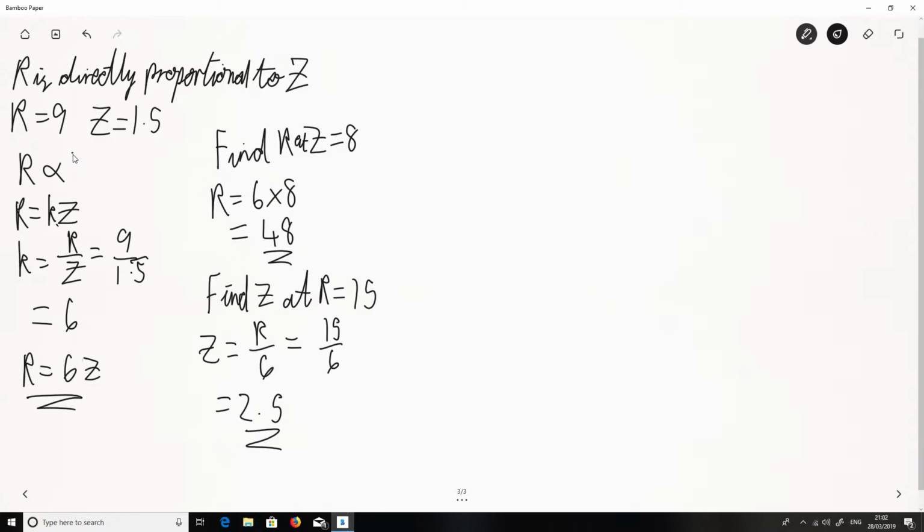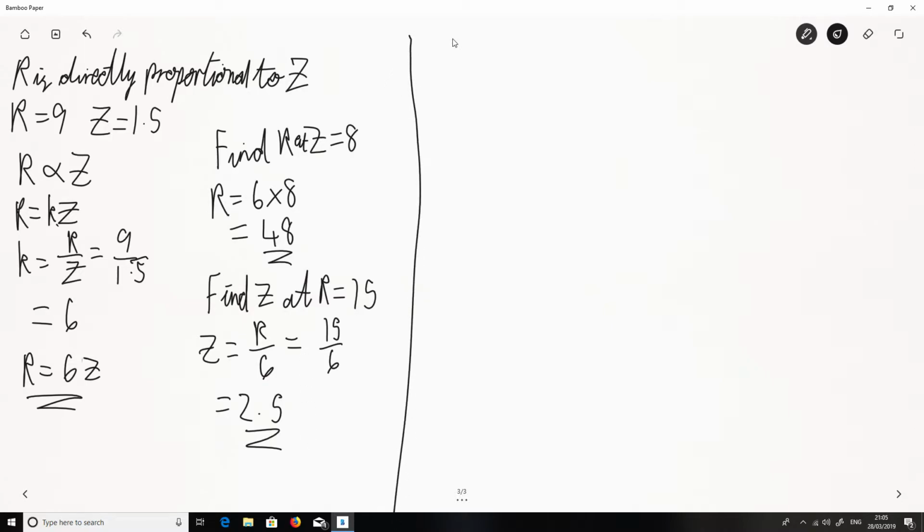I forgot to fill in a z there. This style of question can be a very good way to score a few extra marks if you just follow through the method like this. So I will take you through one more inversely proportional question, and that will do.